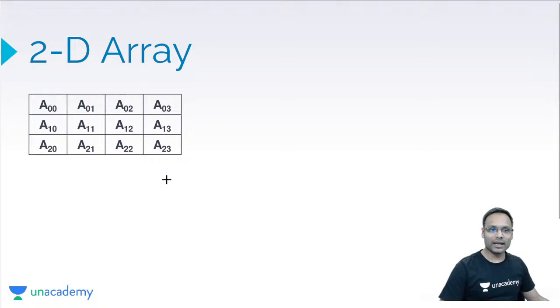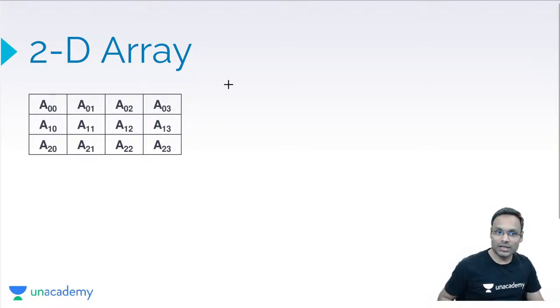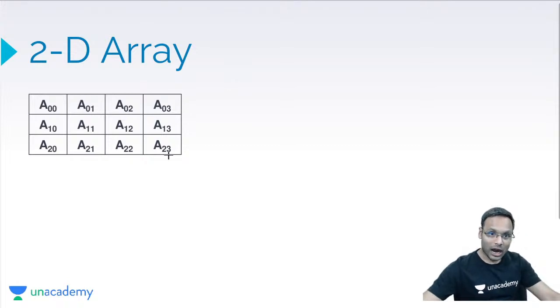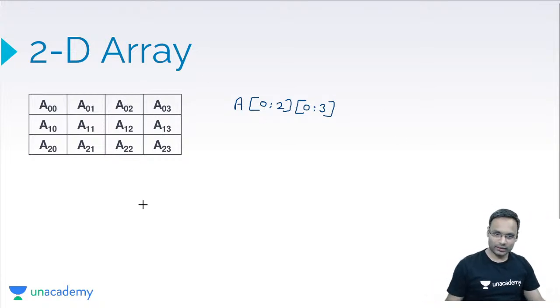A small example I have taken here: both row number starting from 0, column number also starting from 0. Right? Now, if row number and column number both start from 0, how to define this in the data structure? A, what is the lower bound of row? 0. Upper bound of row 2. Lower bound of column starting from 0, column upper bound 3. Total number of rows 3, total number of columns 4, total elements 12. Very simple concept. Let's move ahead.